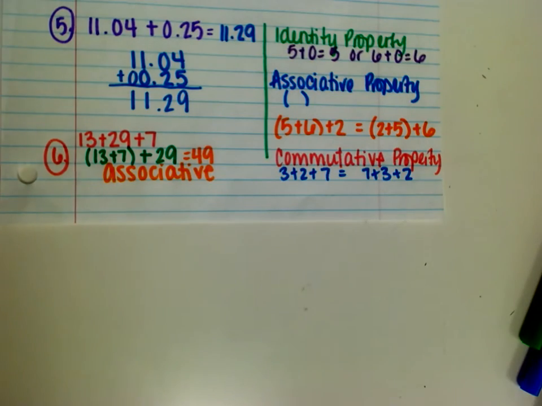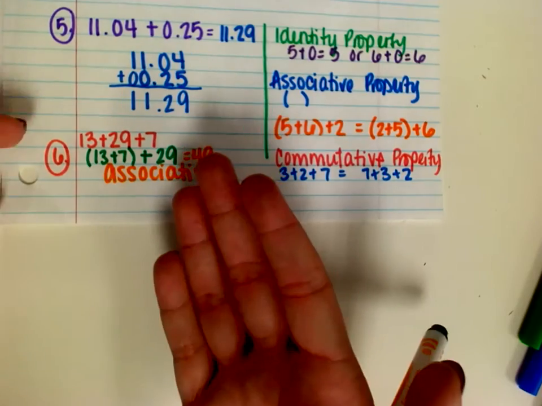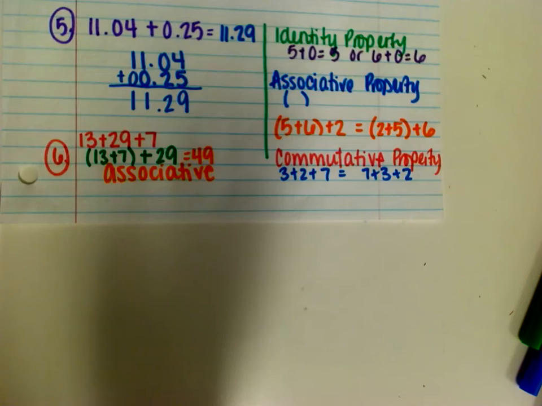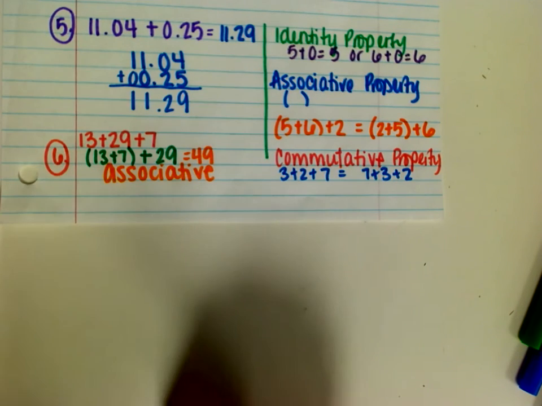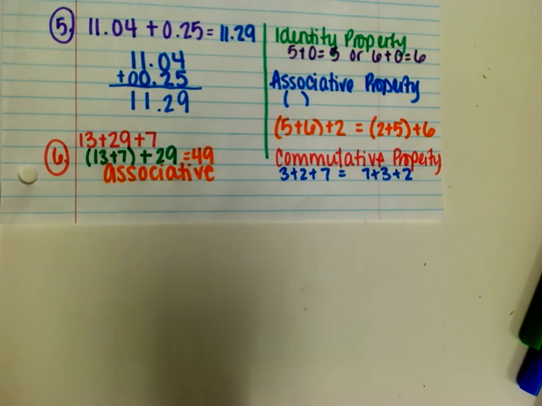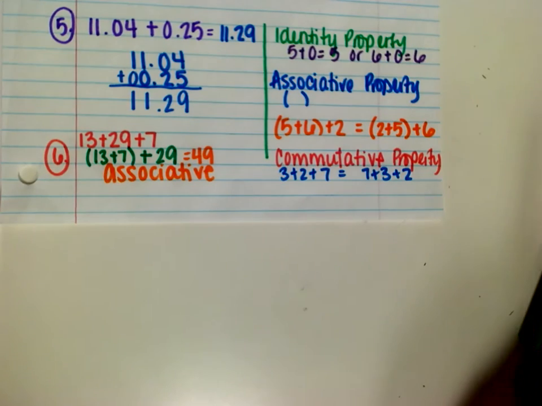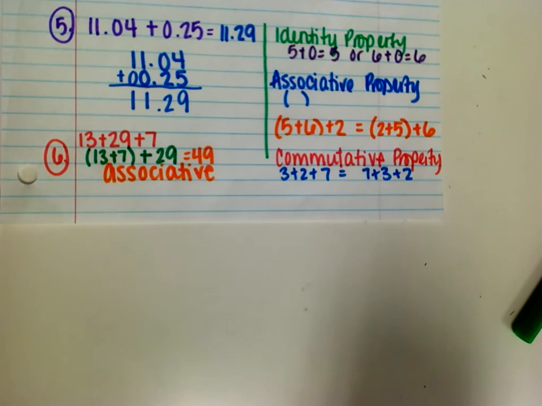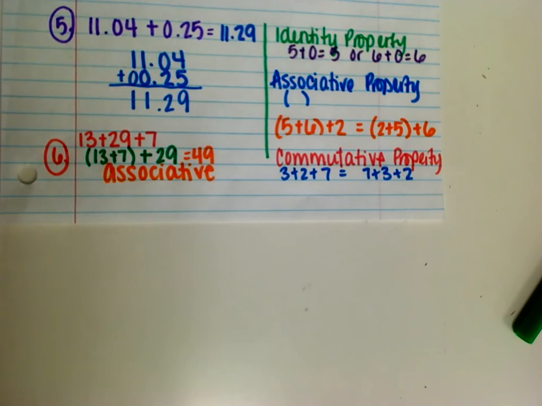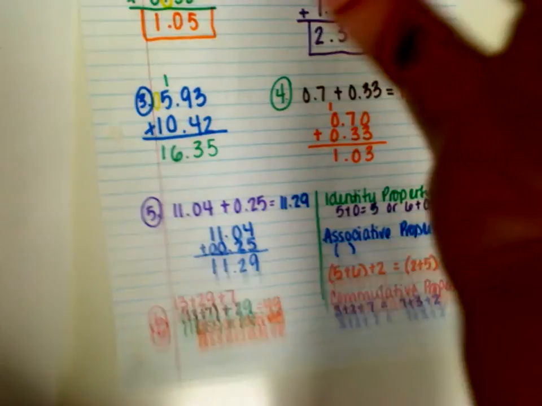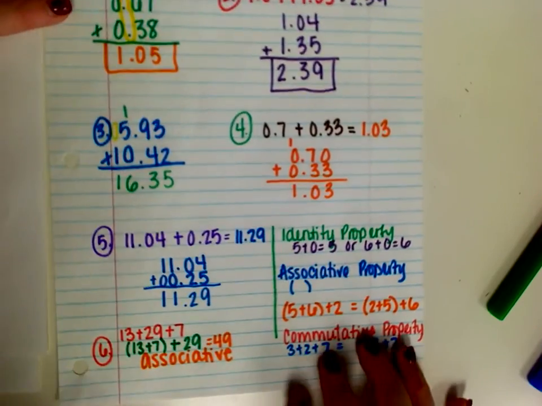You could also say that he used the commutative property if I didn't put parentheses in there, but I still just reordered them, and I did 13 plus 7 first and then 29. It's the same thing either way. I chose to write it with parentheses, but commutative would be the same thing without the parentheses. Okay, does anybody have any questions about that? This is our Chapter 5 quiz review.